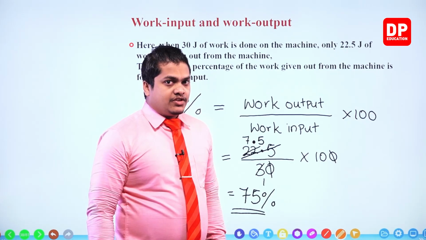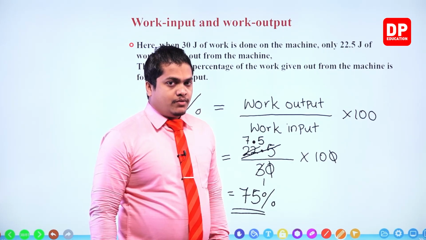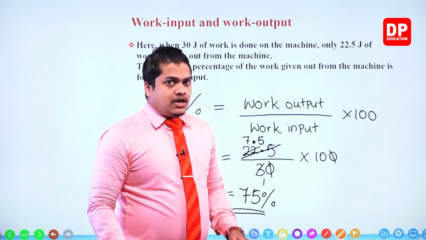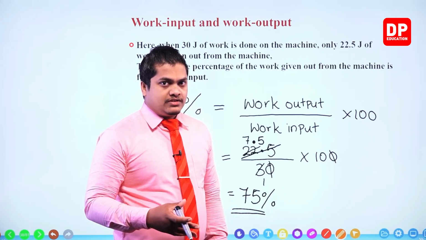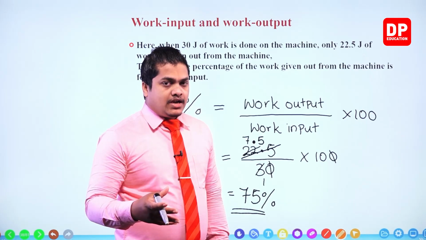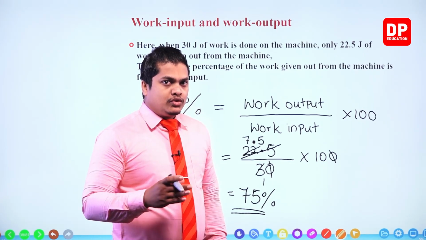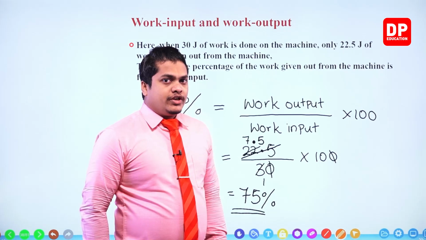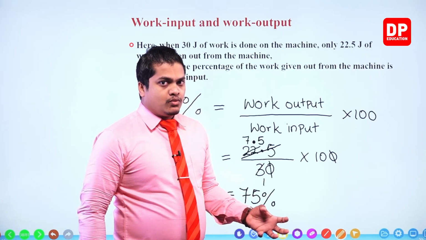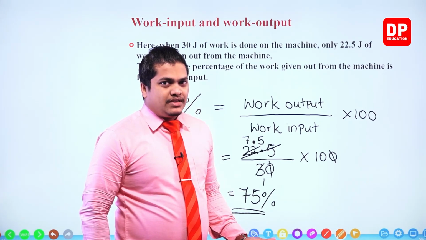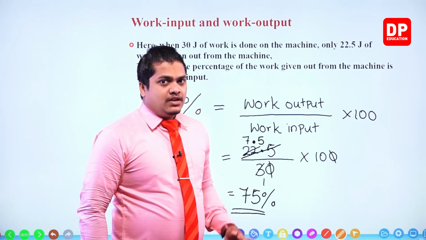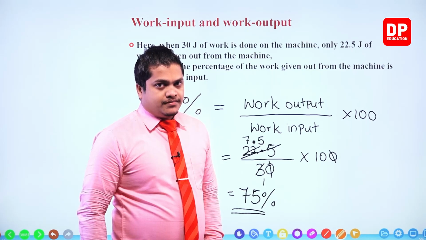Okay, which means, my dear children, when you are providing 100 joules of work to the machine, it is going to produce a work of 75 joules. This is what we mean by the percentage of the work input and output.